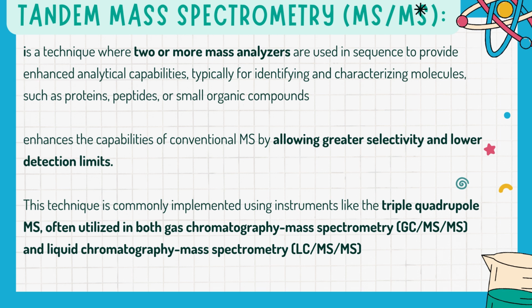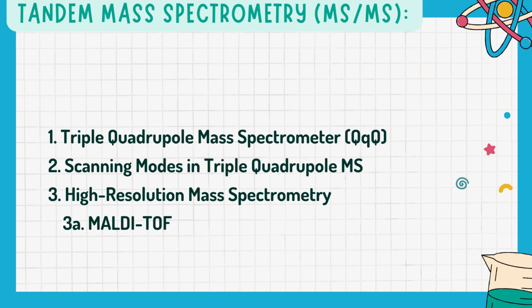So MS/MS, tandem mass spectrometry, again uses two or more mass analyzers in sequence to provide a detailed analysis of ions. Initially, we have a precursor ion, which is selected and fragmented in a collision cell, and the resulting fragment ions are analyzed by a second mass analyzer. So we have two analyzers here, hence tandem mass spectrometry, MS/MS. The first mass analyzer selects, and the second mass analyzer is responsible for analyzing the fragmented ions.